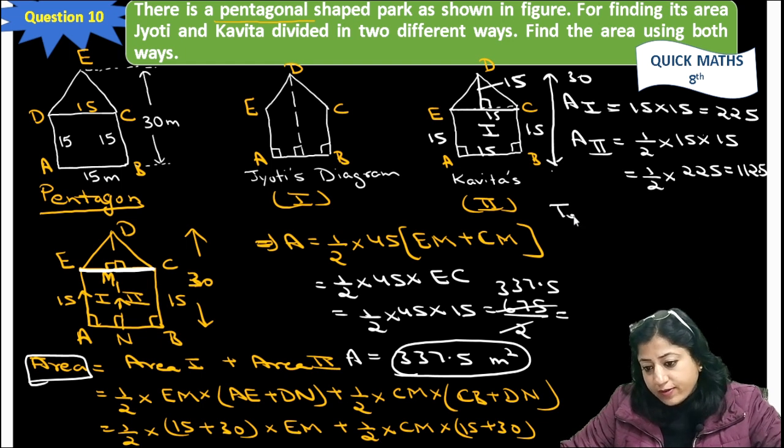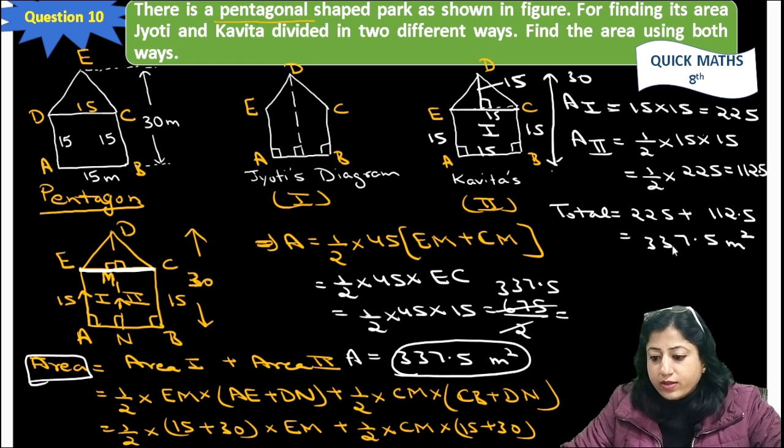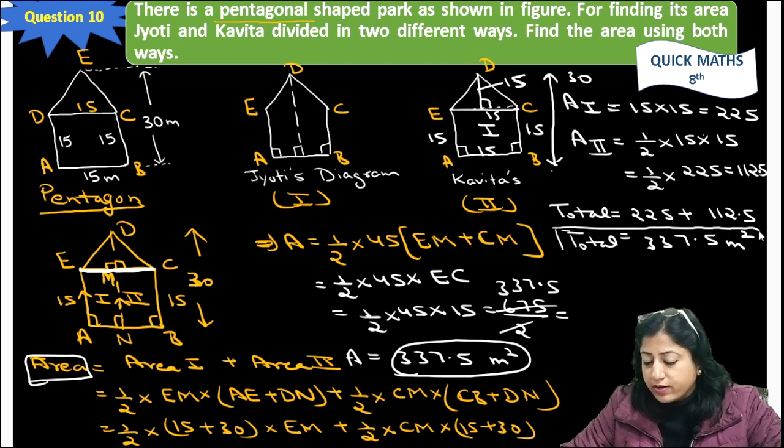So the total area is the sum of these two areas, 225 plus 112.5, which is 337.5. This is the total area according to Kavita's measurement and division of the field in a different way.